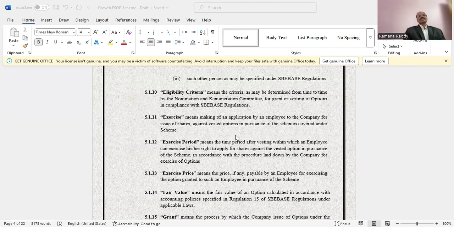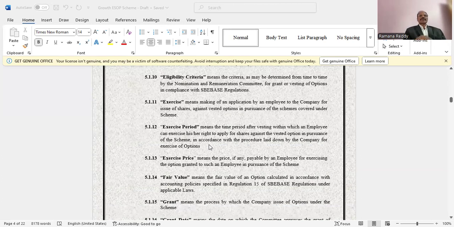So here 3 stages are there. First stage is granting options. Second stage, vesting of options. Third stage, exercising. Once exercised, this will be converted into shares. So there will be a period for exercise, that is called exercise period. Company will provide it after vesting. Then the time will be given, either 2 months or 2 years or 1 year. This is purely the discretion of the nomination remuneration committee. NRC will decide the time period after vesting within which an employee can exercise these options.